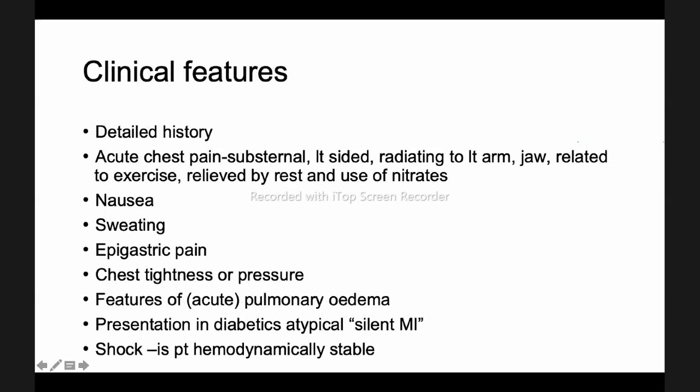So we've already talked about some of the clinical features, but I'll talk about them still. So you have to take a detailed history as you are stabilizing them, okay? They would complain of, if it's an emergency in acute coronary syndromes, unstable angina or a myocardial infarction, chest pain, which could be substernal or on the left side of the chest. So in the area overlying the heart, radiating to the left arm and to the jaw. It might be related to exercise or not. It might be present at rest, okay? And also it is relieved when they are resting.